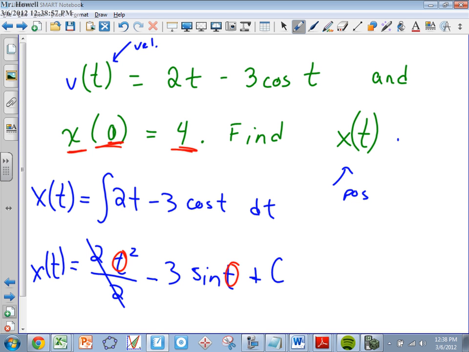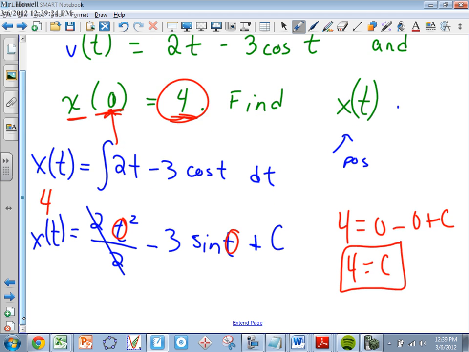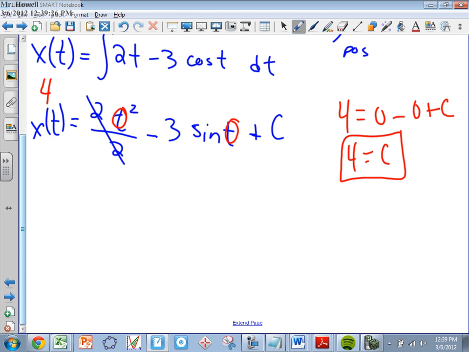So when you plug in a 0 here, you get 4 over here. So you're going to get 4 equals 0 minus 0 plus c. I just want to show you the steps. Again, plugging in the 4 for the function, the 4 goes in over here, because that's the value of the function, the location of the function here. I plug in my zeros, I get c equals 4. So your actual answer for this problem is this whole line right here. Repeat this, but put a 4 in for c. So what is the function x of t?